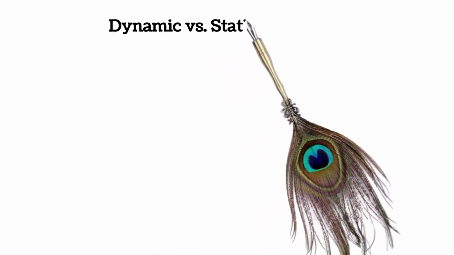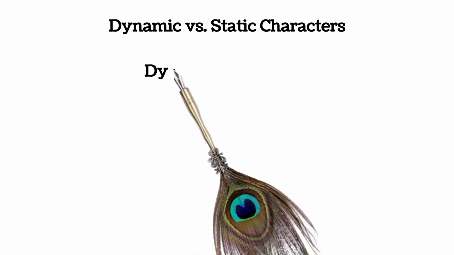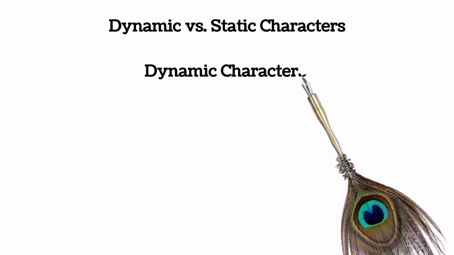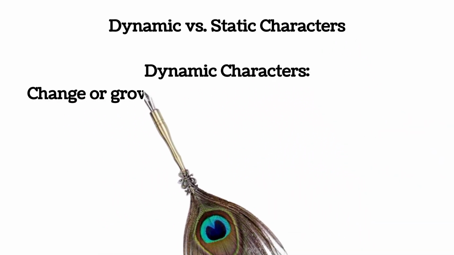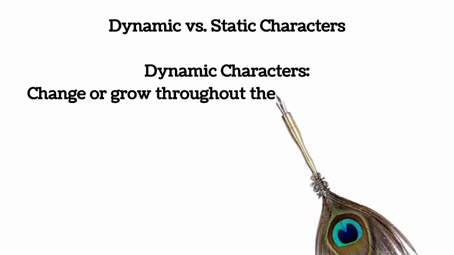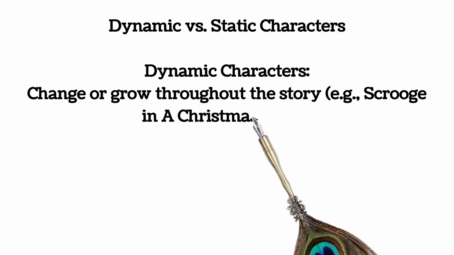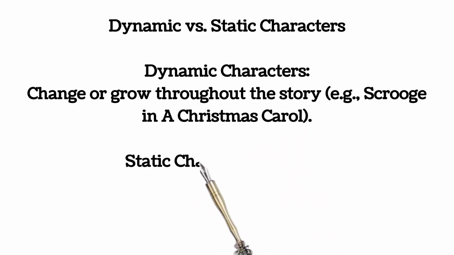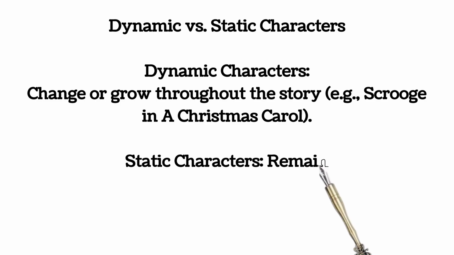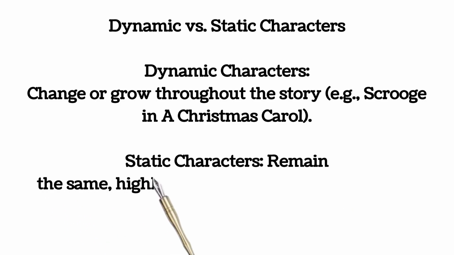Dynamic versus static characters. Dynamic characters change or grow throughout the story, for example, Scrooge in A Christmas Carol. Static characters remain the same, highlighting other characters' changes, for example, Cinderella's stepmother.